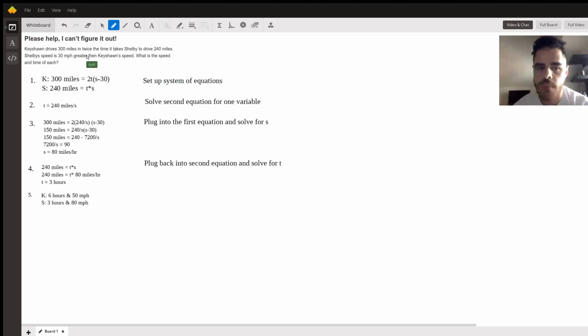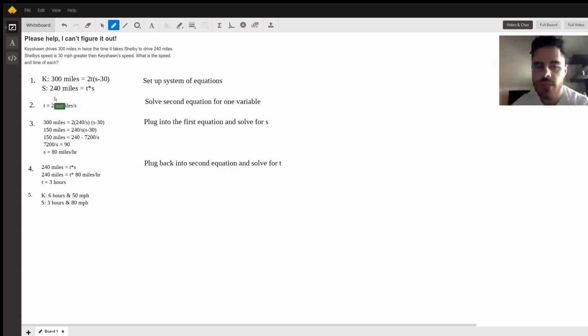It's 2t because if you look at the problem, it says that it takes twice the time as Shelby, times S minus 30. And the reason that it's S minus 30 is because Shelby is driving 30 miles per hour faster. So once you set up those two equations, you want to solve for one of the variables and plug it in to the opposite equation.